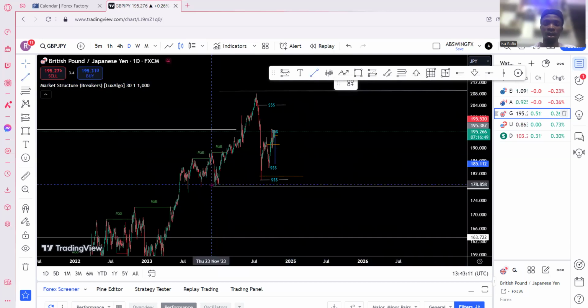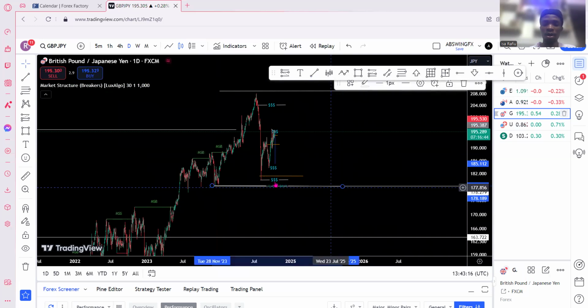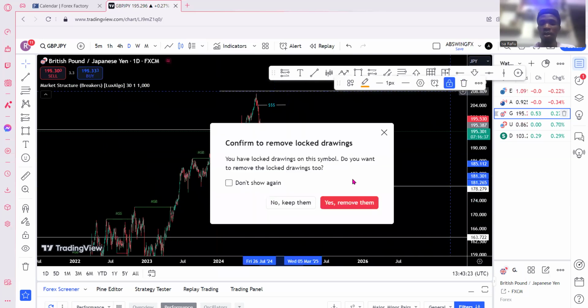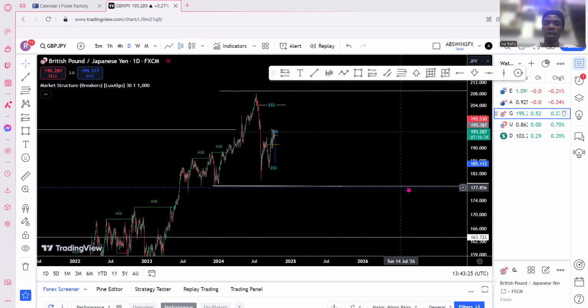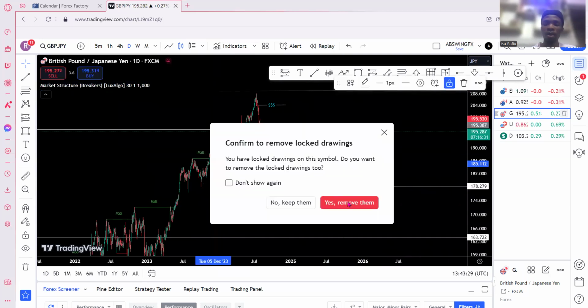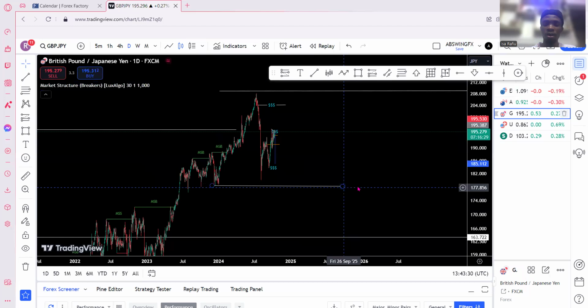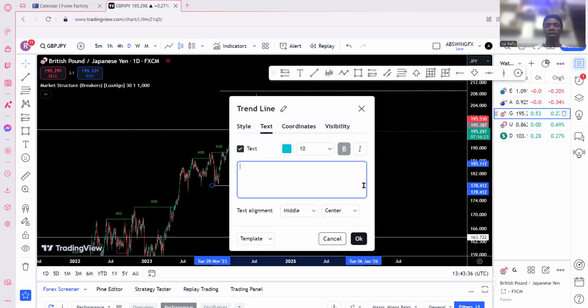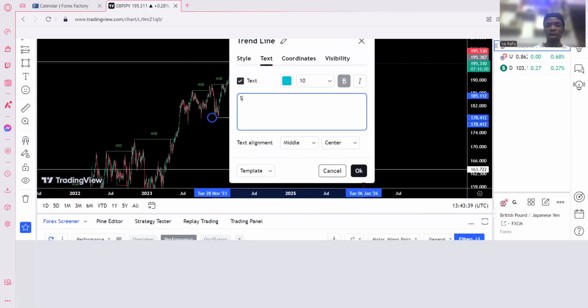So structurally, this is my wonderful low. So liquidity is sitting down here. I don't need to use these. All I know is that liquidity is sitting right there. Temporary low. Smaller time frame low. I swing and I swing low. Last swing low. That is LSL. Last swing low.